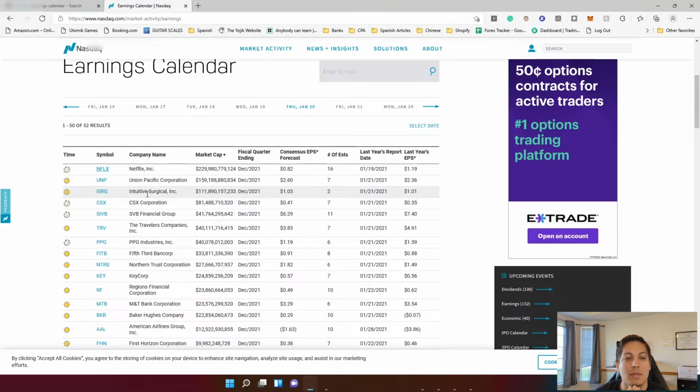Intuitive Surgical is something that I want to look at. Netflix might put on some defined risk plays. And then from there, it doesn't seem like there's too many other ones. Union Pacific, I would like to look at that one, but it might be too low a volatility play currently.